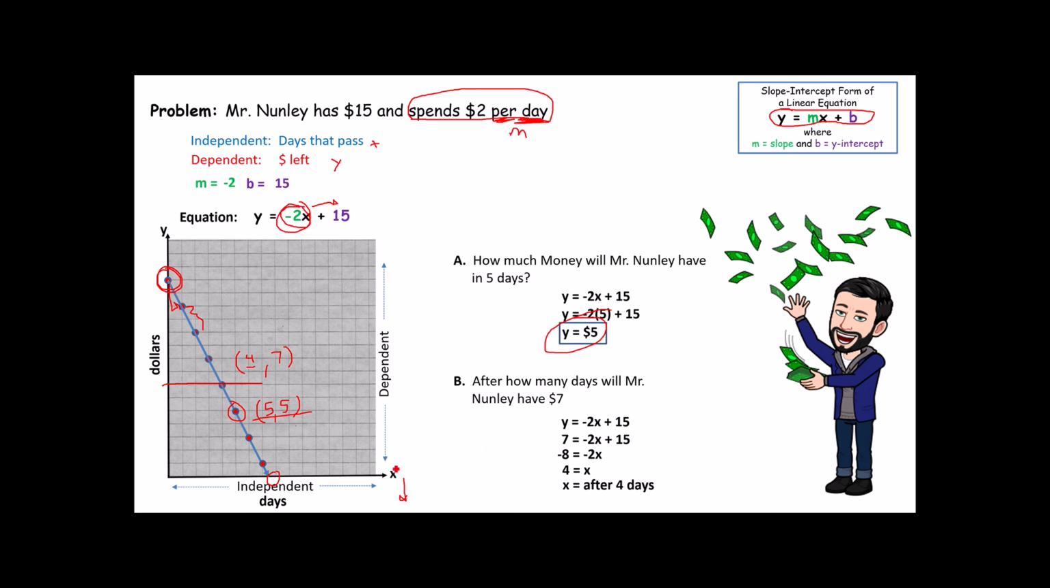Now we have multiple methods to solve the problem, either looking at the graph or using our equation and our algebra rules. The third method, which we did not do here, would have been to look at the table, but we didn't bother to create that, so that's not going to help us in this scenario.